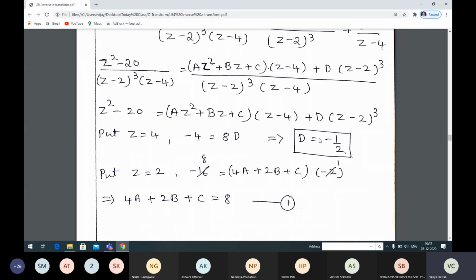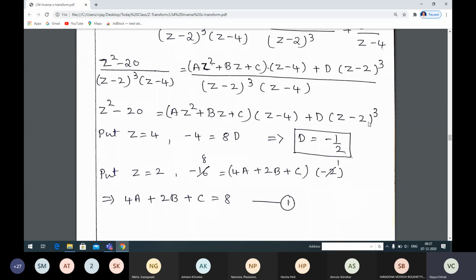So 8d equals minus 4. Take this 8 to this side; it is in the numerator, so it comes to this side as denominator. Minus 4 divided by 8, 4 ones are 4, 4 twos are 8. So d is equal to minus 1 by 2.